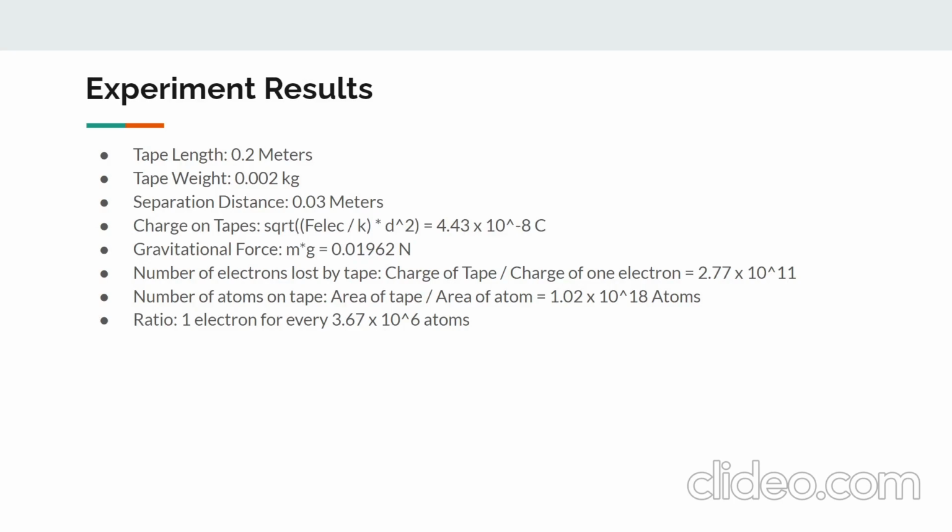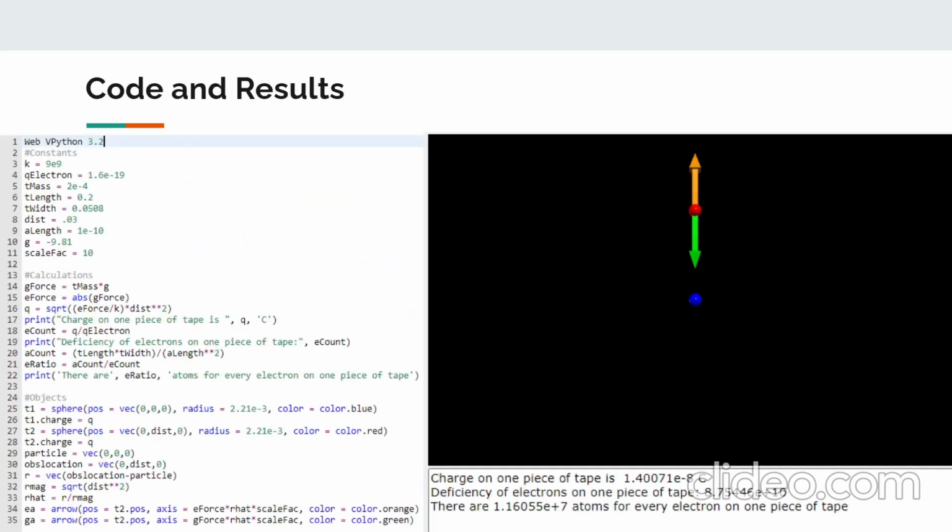The charge on the tapes was 4.43 times 10 to the negative 8 coulombs. The gravitational force I calculated was 0.01962 newtons. The number of electrons lost by the tape was 2.77 times 10 to the 11th power. And the number of atoms on the tape was 1.02 times 10 to the 18th atoms. And the ratio was approximately 1 electron for every 3.67 times 10 to the 6th power atoms.